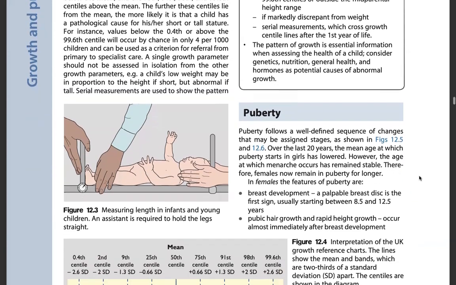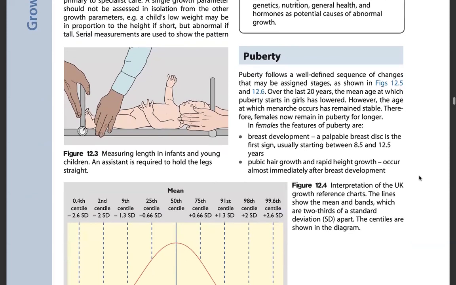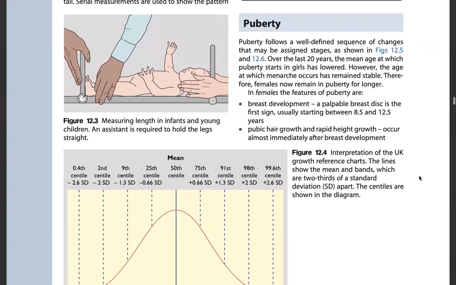Now, puberty follows a well-defined sequence of changes that may be assigned stages, as shown in the figures. Over the last 20 years, the mean age at which puberty starts in girls has lowered. However, the age at which menarche occurs has remained stable. Therefore, females now remain in puberty for longer. In females, the features of puberty are breast development, palpable breast tissue being the first sign, usually starting between 8.5 and 12.5 years. Pubic hair growth and rapid height growth occur almost immediately after breast development.